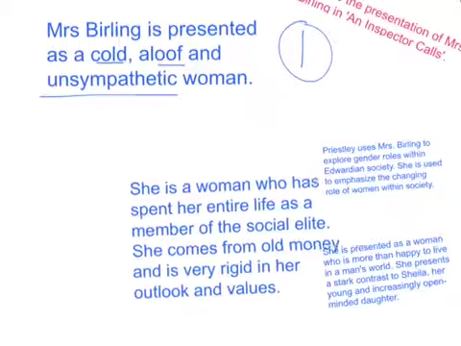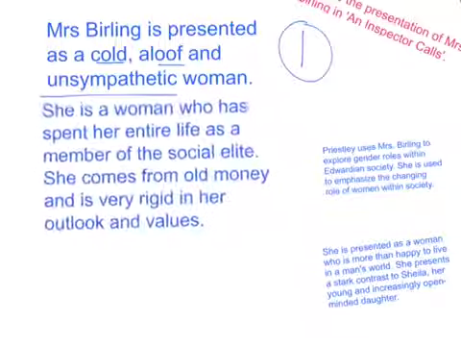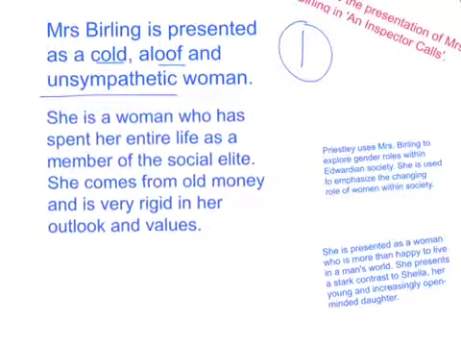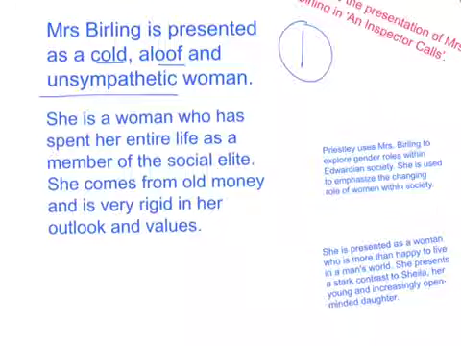Hopefully you'd have established that the next paragraph I'd have gone to is this one. Because again, I'm starting to build now, I'm going to start talking about context, but it's not my most powerful point, which I'm going to save to the end of my essay. Okay, so she's a woman who has spent her entire life as a member of the social elite. She comes from old money and is very rigid in her outlook and values.